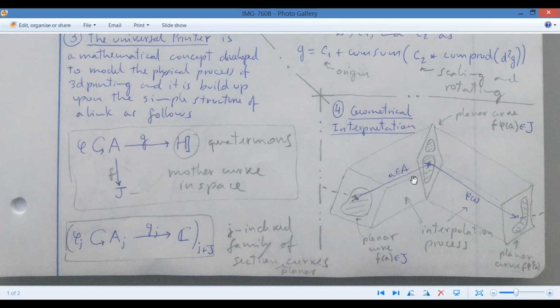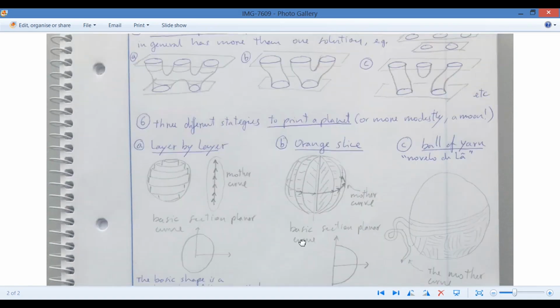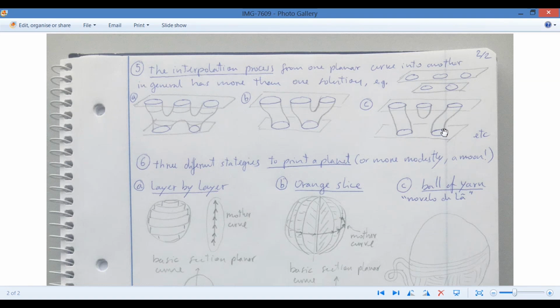This interpolation process is somehow automatic, so we don't need to have information to determine it, but there are some guidelines because there is no unique solution for this problem. And I will show you some examples. So here you see, suppose we have a planar curve with these three circles and another one with two. So how to interpolate? There are many solutions.